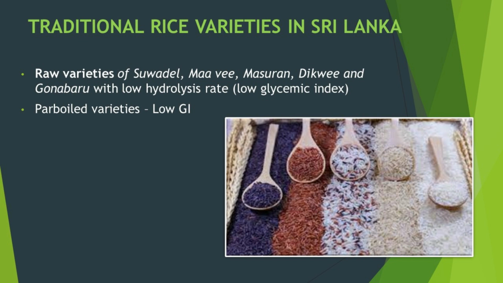In Sri Lanka, we have traditional rice varieties, though not available in large scale. Raw rice varieties of Suwandel, Mavi, Masuran, Tikiri and Gonabaru have low glycemic index. Other traditional rice varieties also have low glycemic index when they are parboiled.